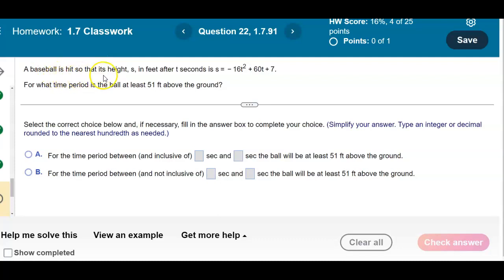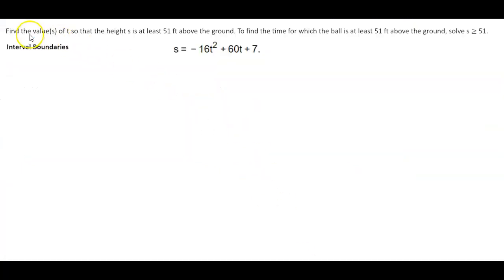A baseball is hit so that its height s in feet after t seconds is s equals negative 16t squared plus 60t plus 7. For what time period is the ball at least 51 feet above the ground? Okay, so we want to find the values of t so that the height s is at least 51 feet above the ground.